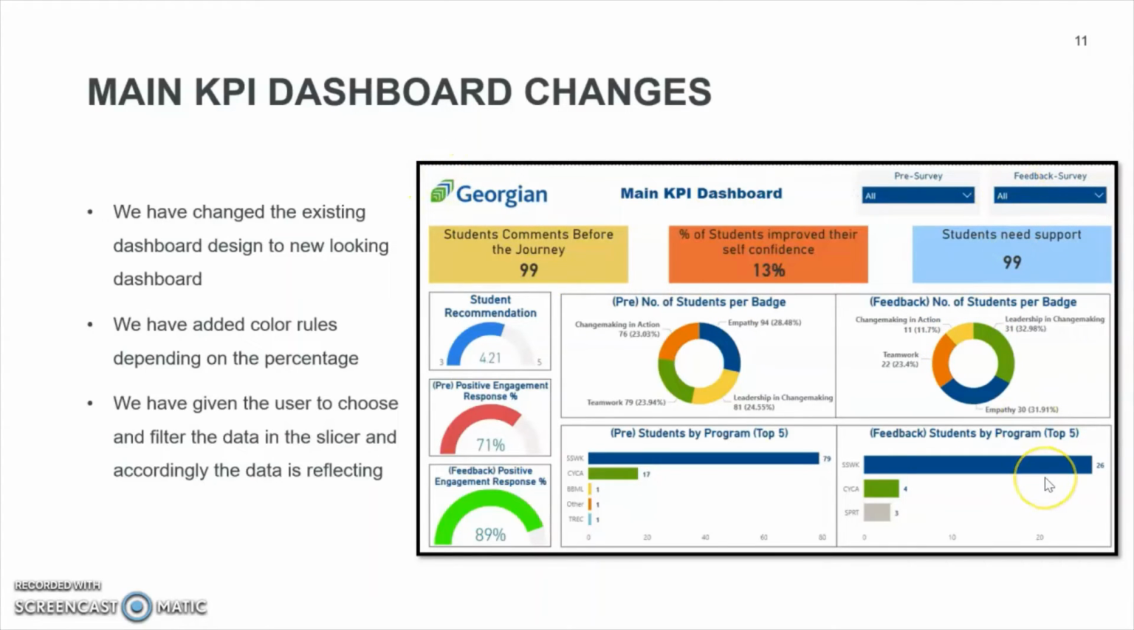So this is the overall KPI dashboard where a user can come and see the overall performance of the students, the recommendations, the positiveness of responses, the feedback, the student comments before the journey, and the students who need support, and all this data they are collecting from Excel, and that Excel data is what we are representing in the KPI dashboard.